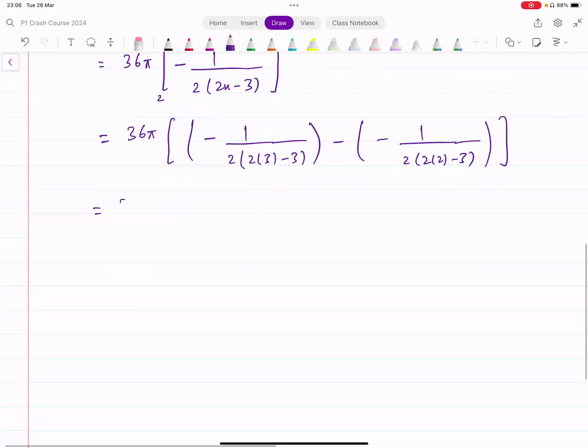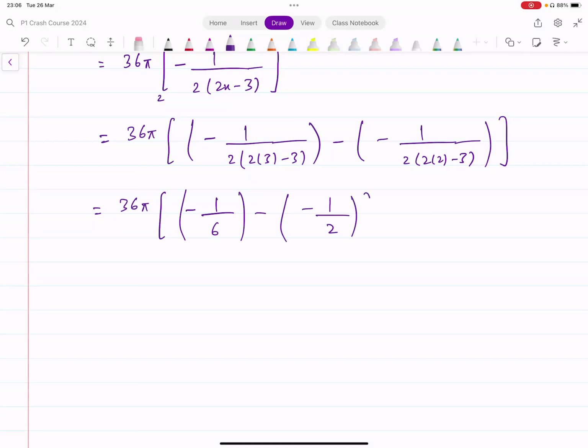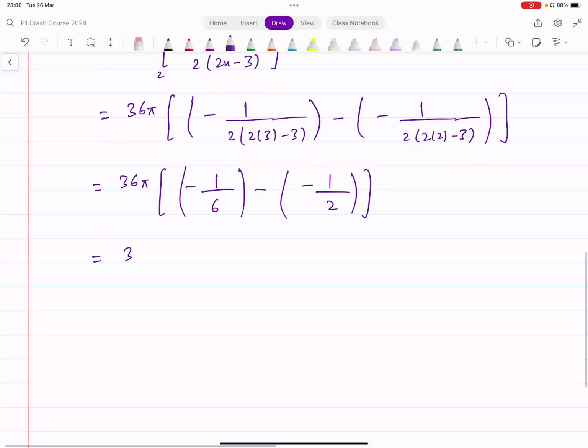Okay, now 36 pi remains outside. It's multiplying with the whole thing, remember? Now, what do we have inside here? Minus 1 over 2 into 6 minus 3. That's 6 plus 6. Minus 1 over 6, right? Minus minus 1 over 2, right? That's 36 pi into minus 1 over 6 plus 1 over 2.